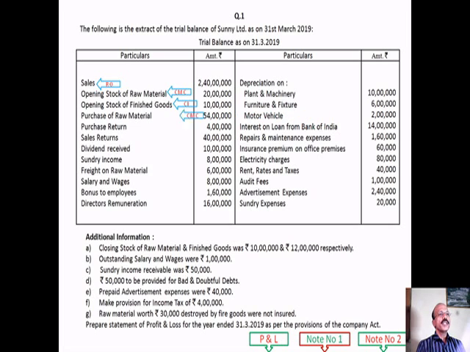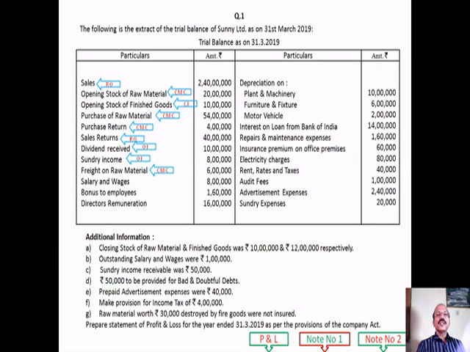The purchase of raw material, the cost of material consumed. It will go. Purchase return also goes to the cost of material consumed. Sales return is a revenue from operation. It goes. Dividend received goes to the operating income. OI stands for operating income. Sundry income also part of operating income. Hence OI.